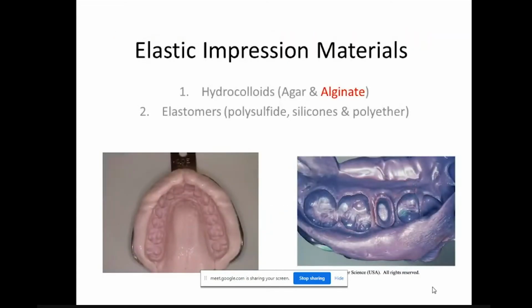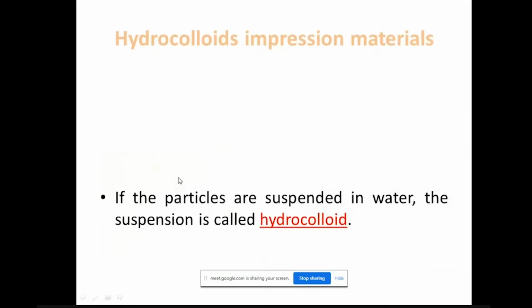This is the rubber impression material. While this one is alginate. It's a hydrocolloid. Why is it hydrocolloid? If the particles are suspended in water, the suspension is called hydrocolloid. Okay? Because the alginate particles must be suspended, mixed with water. That's why we call it hydrocolloid.